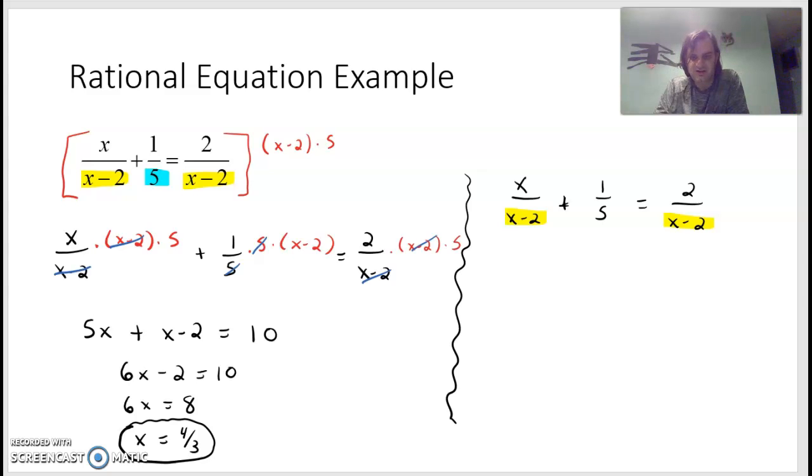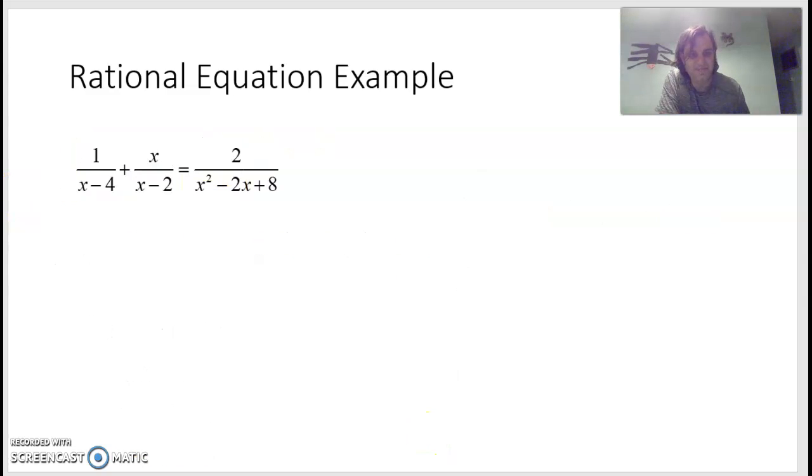But our 4/3 would work because 4/3 minus 2 is not 0 in both places. The 5 can't be 0, so we have an acceptable answer here. So x equals 4/3 is a good one to keep. All right, let's do another one.